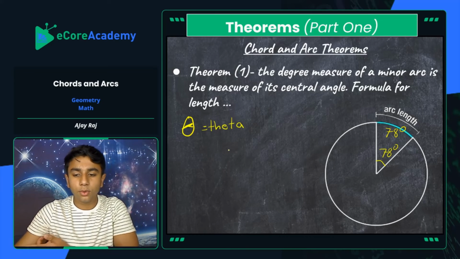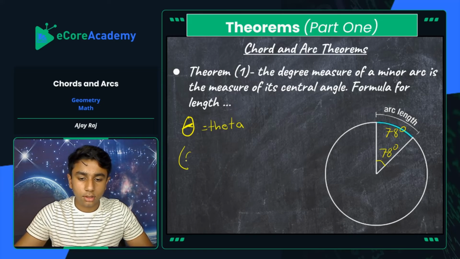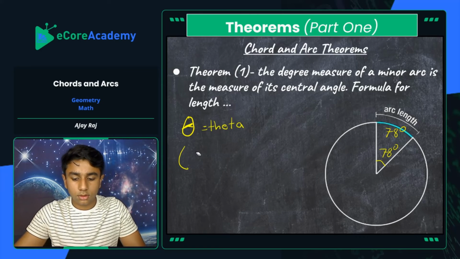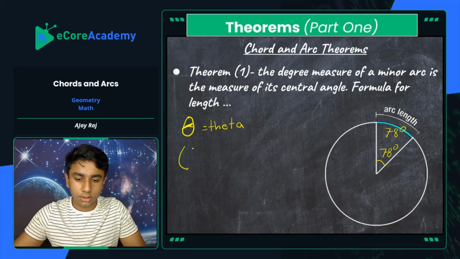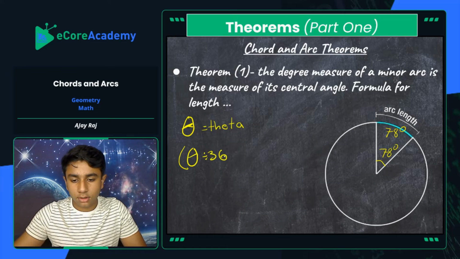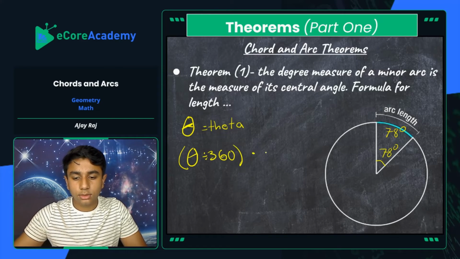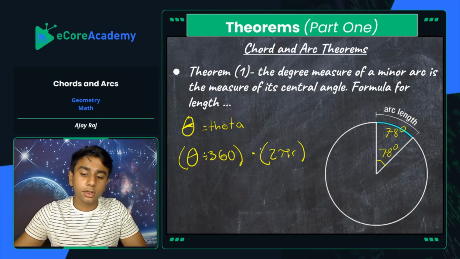Now the equation will be arc length equals theta. It's going to be more of like a 0, not an O. Theta divided by 360 times 2 pi r. Now all this is doing is taking your central angle theta divided by 360 degrees to see what fraction of the circle is being taken up. And then you're just going to multiply it by your circumference.